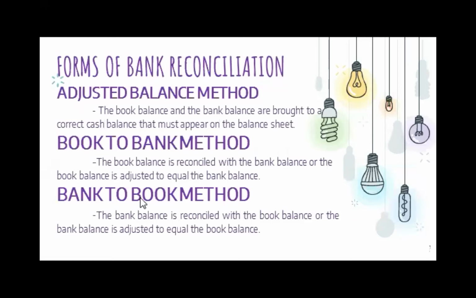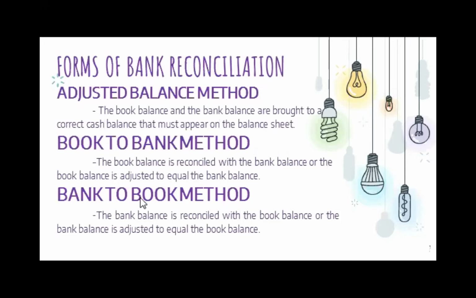So first is adjusted balance method. Here, the book balance and the bank balance are brought to a correct cash balance that must appear on the balance sheet. So sa adjusted, kailangan ang adjusted book natin or bank is equal na or balance para matawag natin na those items are properly reconciled. Of course, we will calculate this using those reconciling items that we will know later.